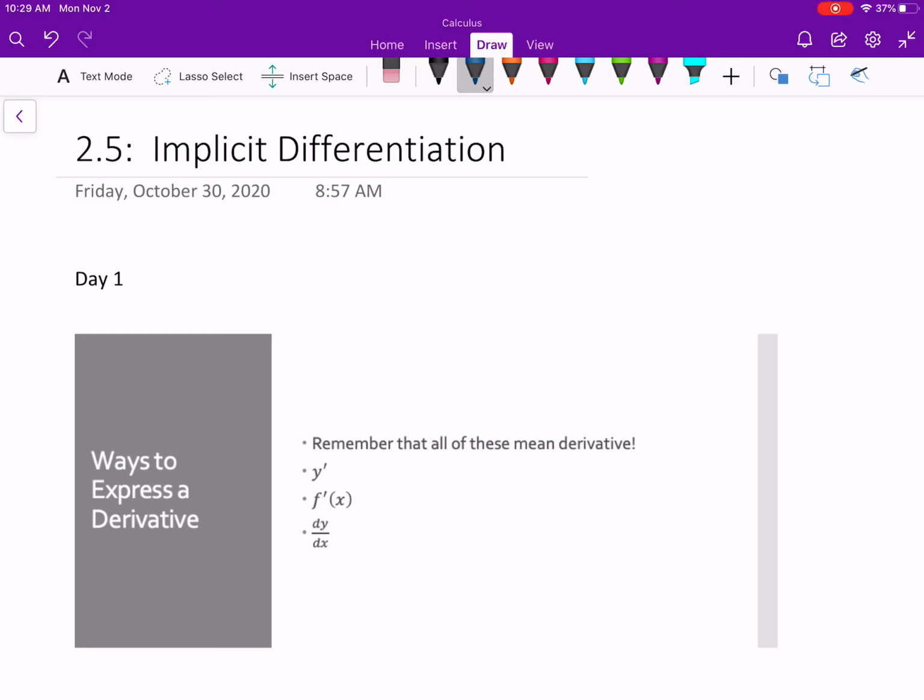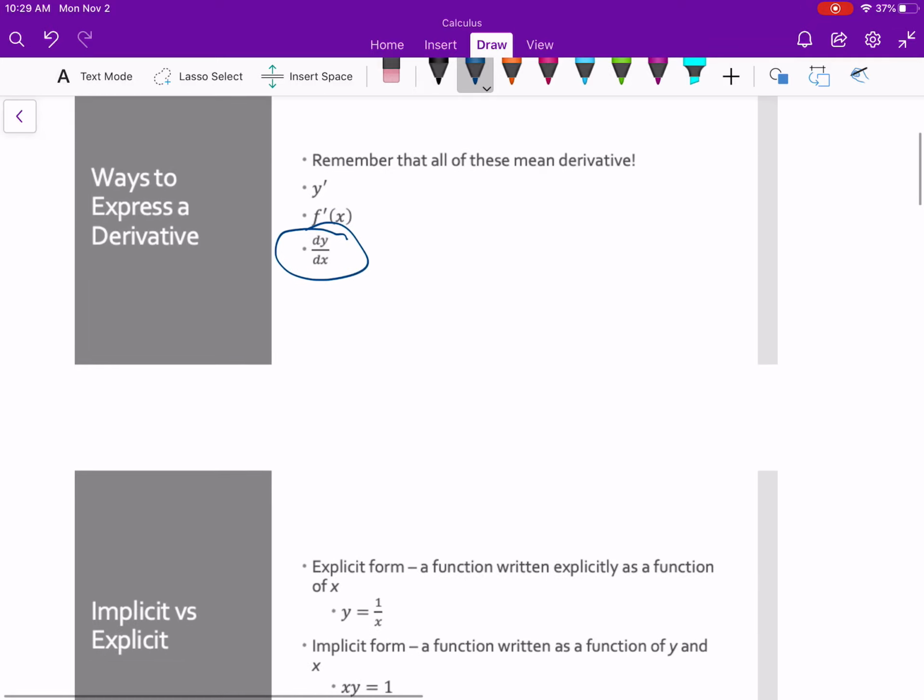This is section 2.5, Implicit Differentiation, day 1. Remember, we talked about different ways to write a derivative. We could do y prime or f prime of x, or we could do dy dx. They all mean the same thing. Today we're going to focus on using this dy dx form. It works to use the y prime form, but I prefer the dy dx.